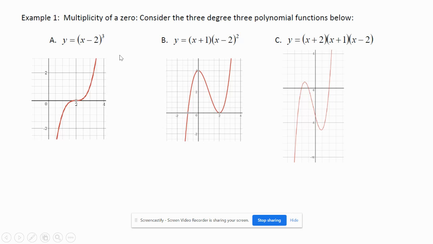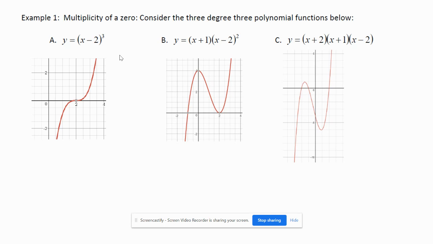All right, so for example 1, it says multiplicity of a 0, and then consider the degree 3 polynomial functions below. So first of all, this is going to be a degree 3 polynomial because when I expand this (x - 2)^3, the highest power will be x cubed. Now what you're going to see over here is that this graph hits the value of 2, so the 0 of the function is x equals 2, and then it comes through, okay?